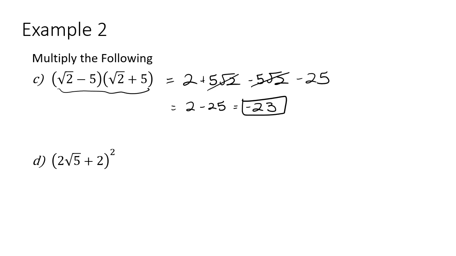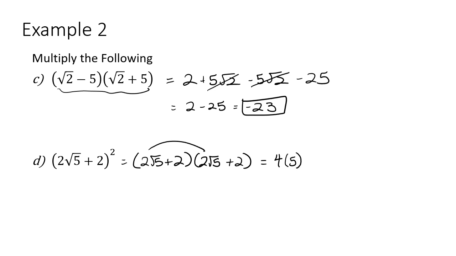Part D, you have 2 square roots of 5 plus 2 squared. So once again, do not distribute that exponent through, please. Anything squared is times itself. So I'm going to write it out twice and then FOIL it. So 2 square roots of 5 times 2 square roots of 5 would give us 4 for the 2 times 2, and then a 5 for the square root of 5 times itself. So that'll combine to give us 20 in the next step.